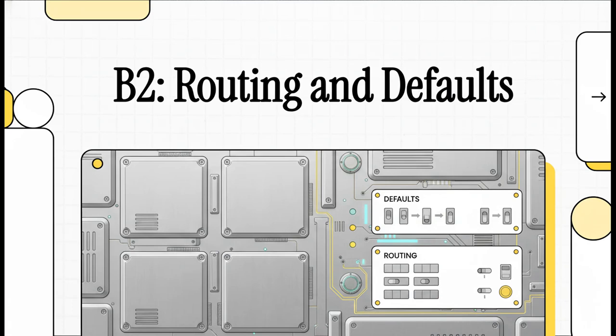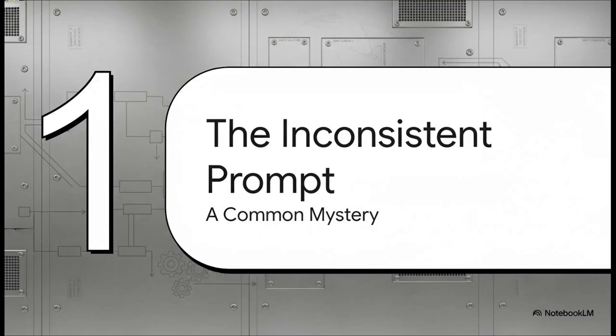So, have you ever been working with an AI and felt like it's, well, a little inconsistent? You get this amazing result one minute, but then the next time, using the exact same prompt, you get something totally different. Let's pull back the curtain and figure out what's really happening under the hood. It's a super common and honestly a pretty frustrating experience, right?